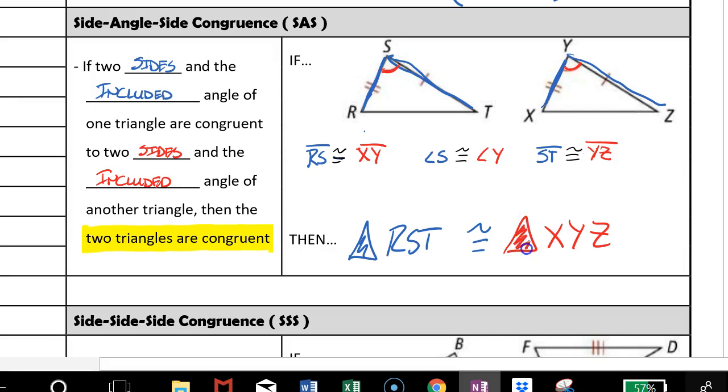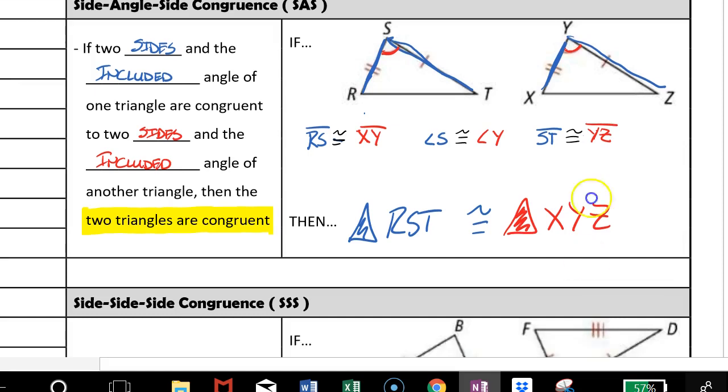XYZ. Please note the order of the vertices. RST matches up with XYZ, following the same order like we had talked about before. Okay? Side-angle-side congruence.